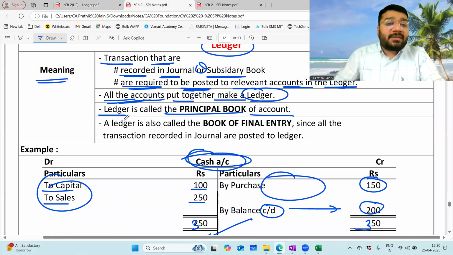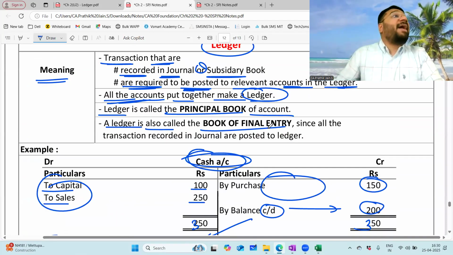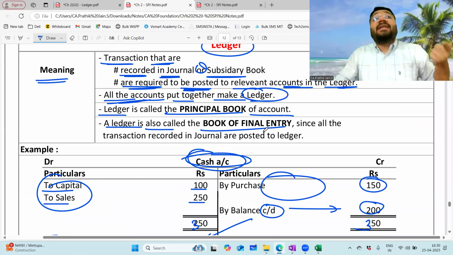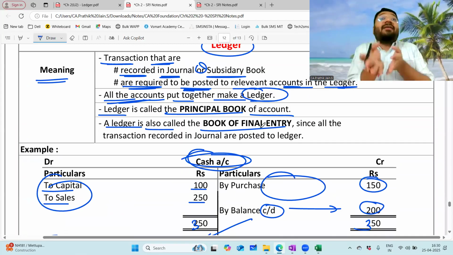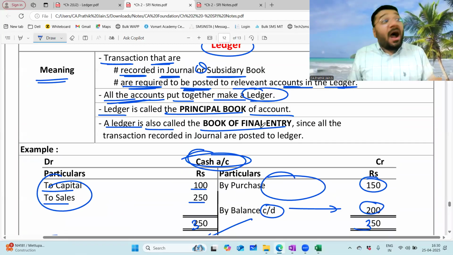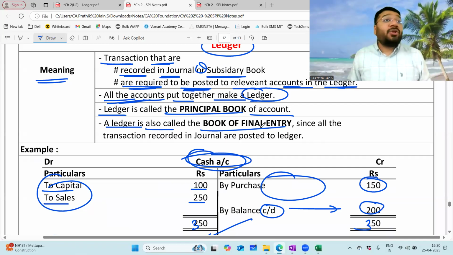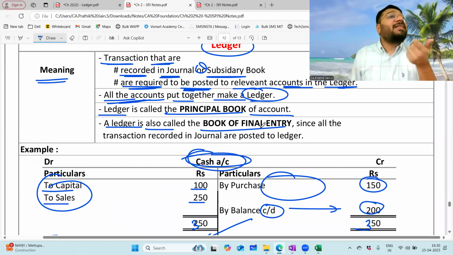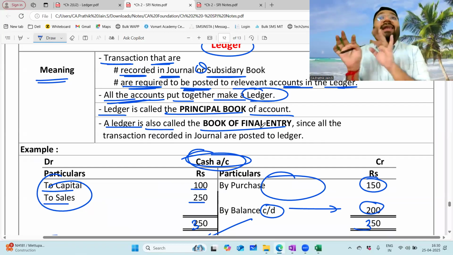Ledger is also called the book of final entry, because this is where the final entry is done. Original entry is done where? In the journal. After that, one more time we are entering the same data, where? In the ledger. After that, do you do any entry in the trial balance? No. Trial balance is the result of ledger balances. We are not doing any entry-level work there.